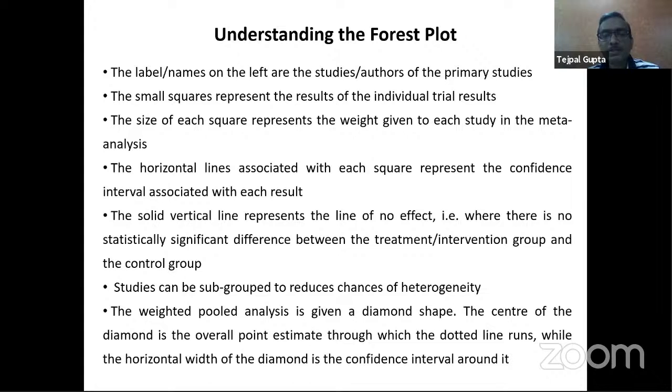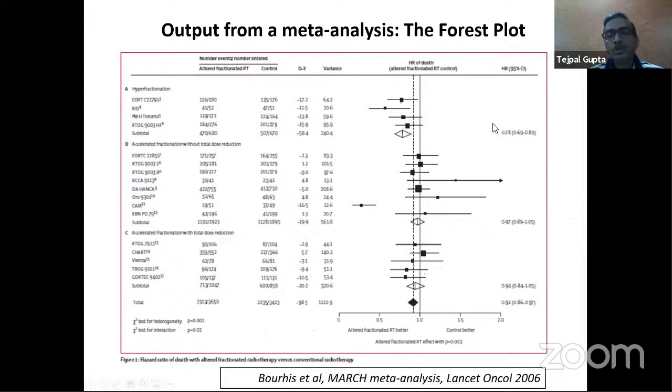The weighted pooled analysis is given a diamond shape, and the center of the diamond is the overall point estimate through which the dotted line runs, while the horizontal width of the diamond is the confidence interval around it. So you can see that this is the overall diamond for this analysis, but it is subgrouped by hyperfractionation, accelerated fractionation without total dose reduction, and accelerated fractionation with total dose reduction. Each of these subgroups has a diamond associated, and this is the overall effect size. And as you can see, the dotted line runs through the center of this diamond.